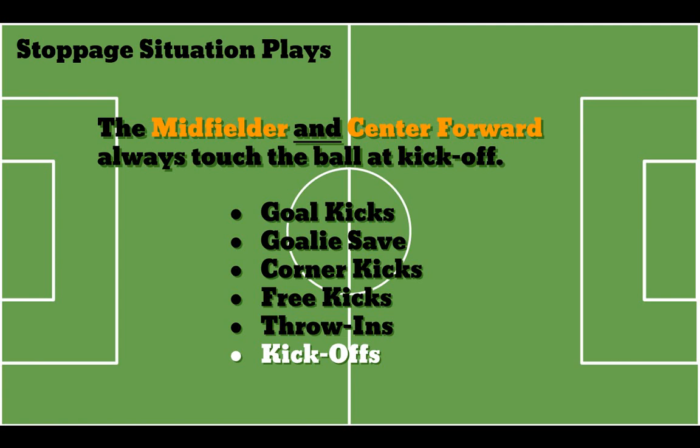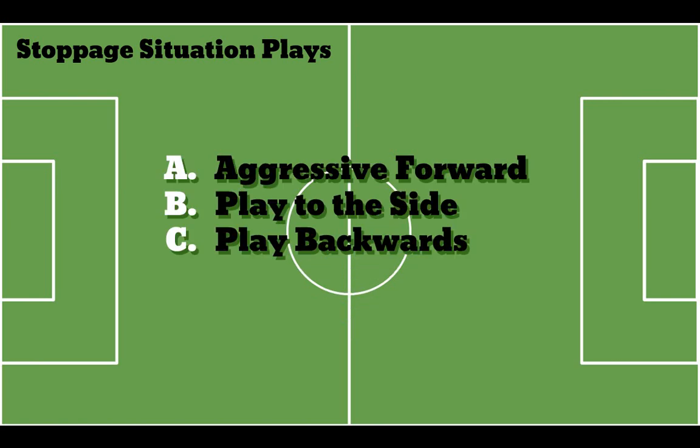So let's talk briefly before the first situation about what we're going to do. We have 3 plays for each one of those 6 stoppage or set pieces, and those are A, B, and C. A is aggressively going forward, B is going to the side, it's more conservative, and C is to play the ball backwards.